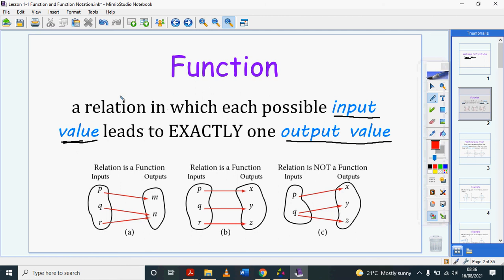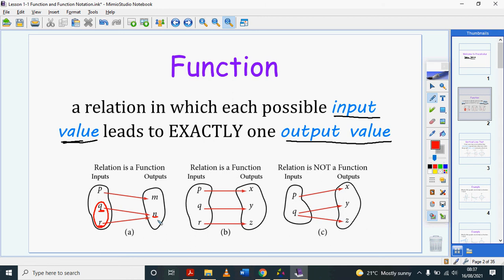So, for example, here you have P is one input, it goes to exactly one output. Q is also one input, it goes to exactly one output. R is also one input, which also goes to exactly one output. Now you might be saying, well, this is a contradiction. It is not. Q and R are each individual distinct inputs, and sometimes they can go to the same output.